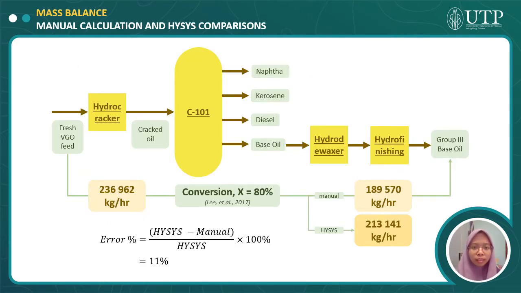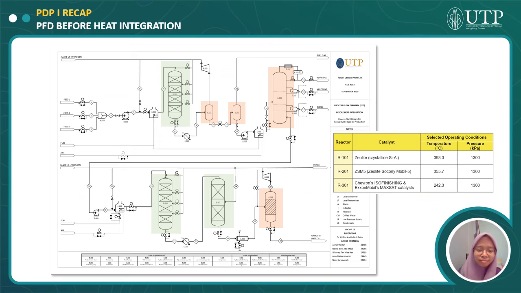So with that being said, our plant mainly consists of 3 reactors, namely hydrocracker, hydroreactor, and also hydrofinishing. Alright, so after a thorough design process and after we have simulated this process in Aspen HYSYS, we drew our process flow diagram in Visio.